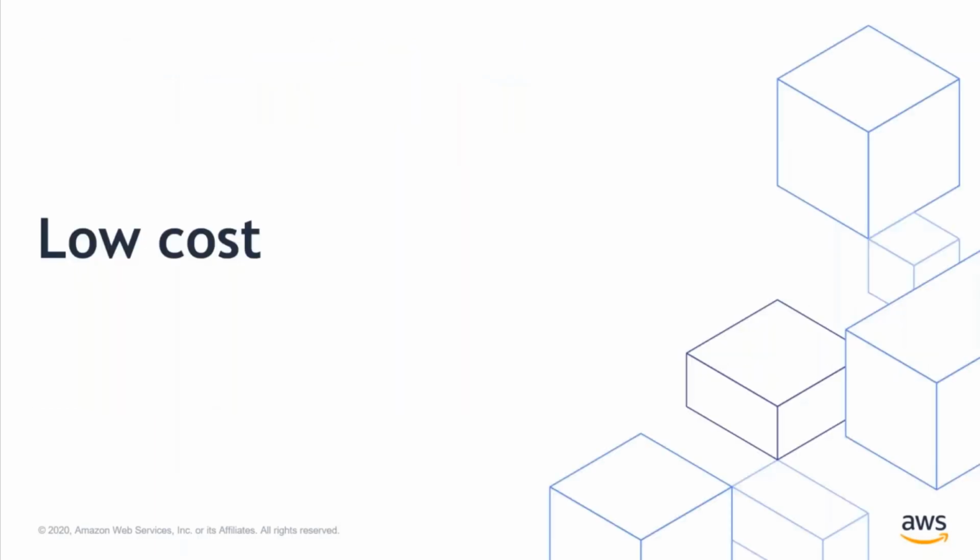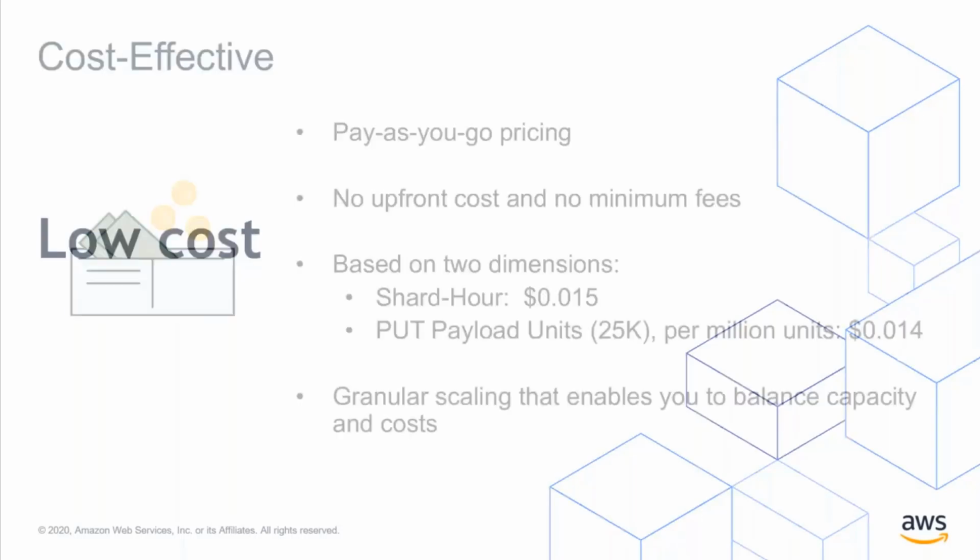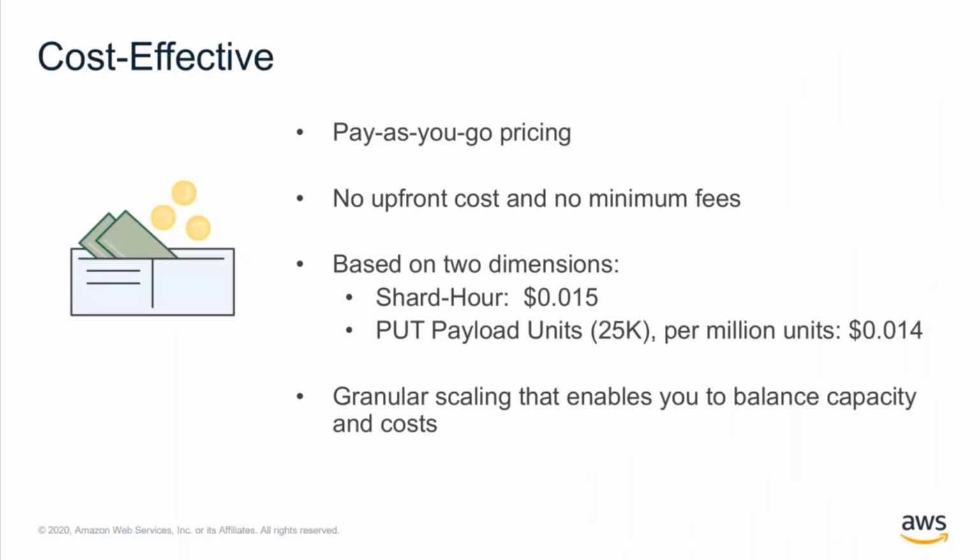So we've talked about how easy it is to use Kinesis. We've talked about how easy it is to get started. We've talked about the highly scalable aspects of Kinesis and how you can do that at a really low latency. Now let's talk about the last key benefit, which is the cost effectiveness side of Kinesis. There are three aspects of Kinesis that make it very cost effective. The first is there are no upfront costs and there are no minimum fees.